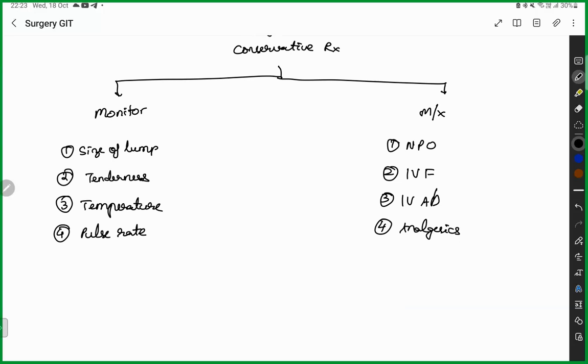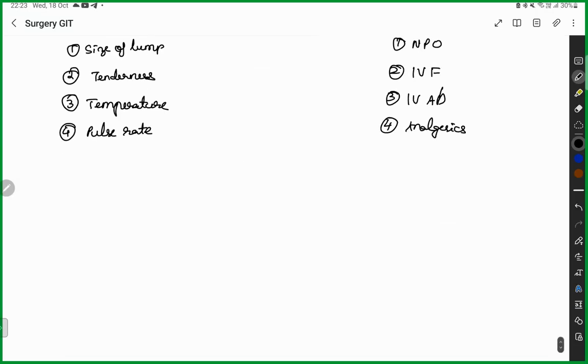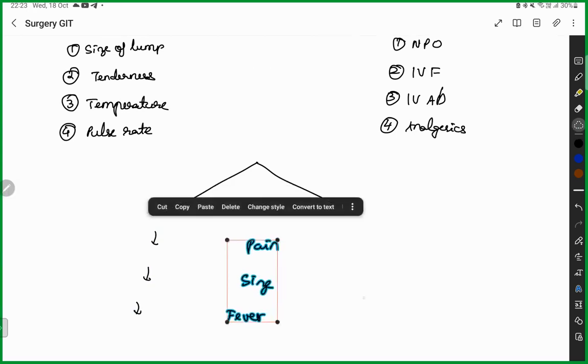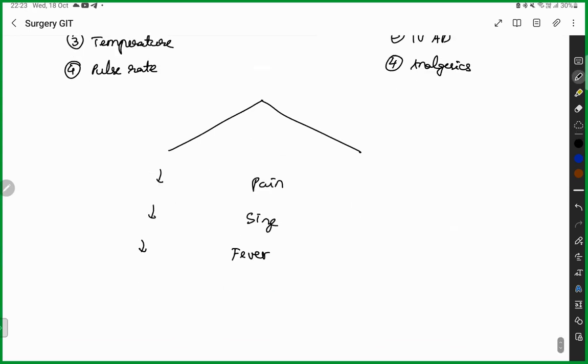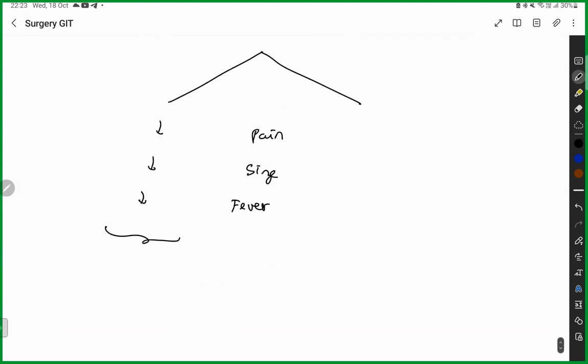After you do both of these, you're going to see whether the pain is decreased, whether the size is decreased, and whether the fever is reduced. If it is decreased, what you're going to do? You're going to discharge the patient and call for follow-up after 6 weeks.